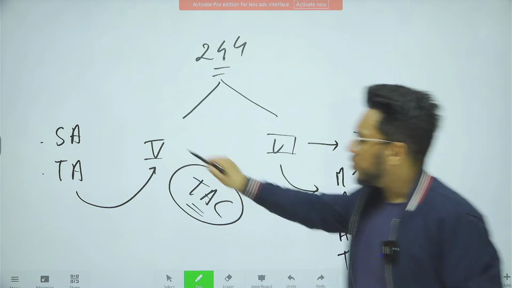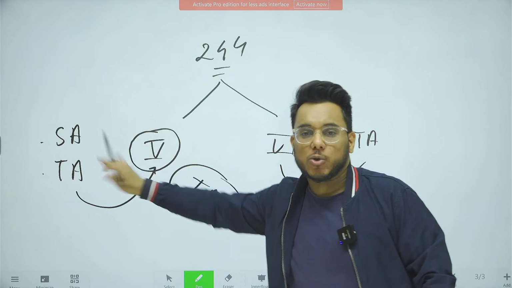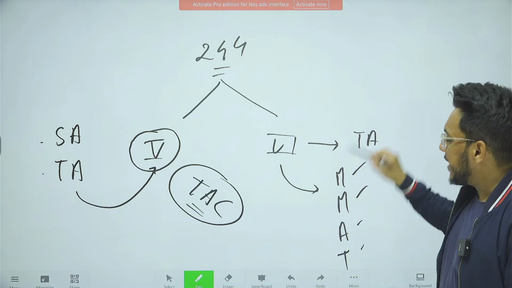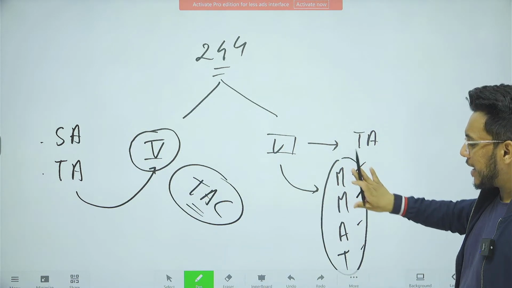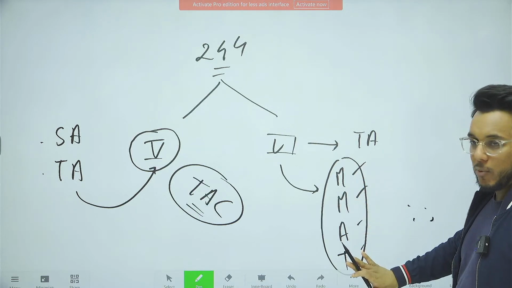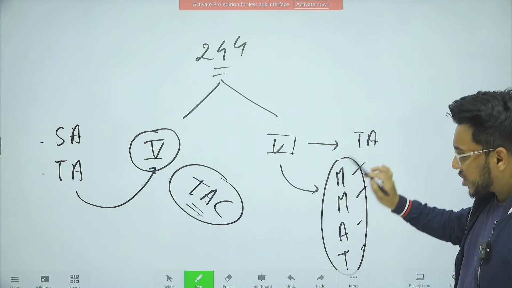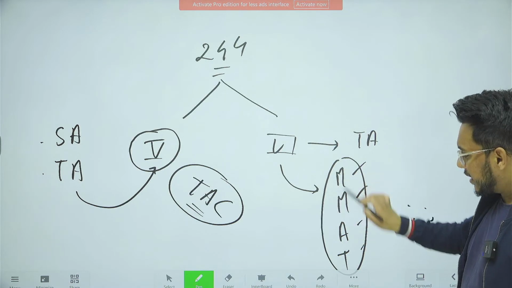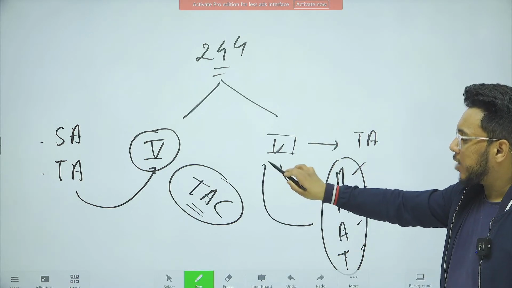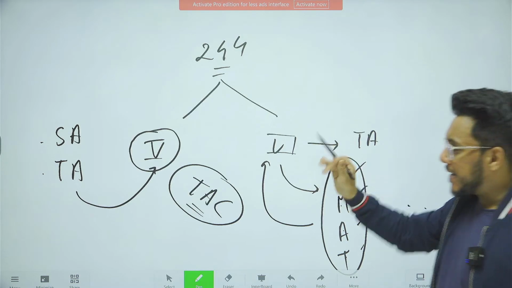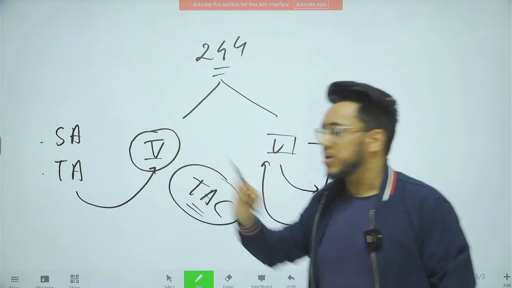Understand? Schedule 5 deals with the rest of the country. Schedule 6 deals with only these 4 states, that is Meghalaya, Mizoram, Assam and Tripura. The scheduled areas within these 4 states will come under Schedule 6, and scheduled and tribal areas in other parts of the country will come under Schedule 5.